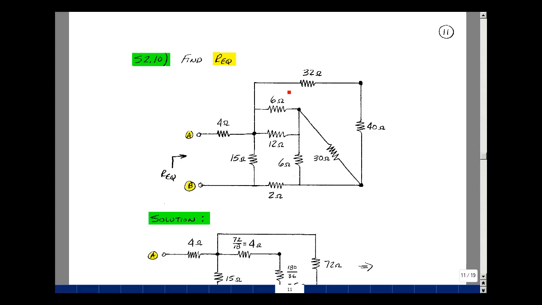To be in series, you share the same current. 32 is in series with 40. Add those two together, you get 72.